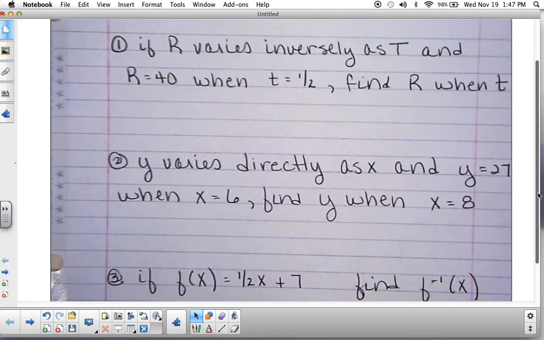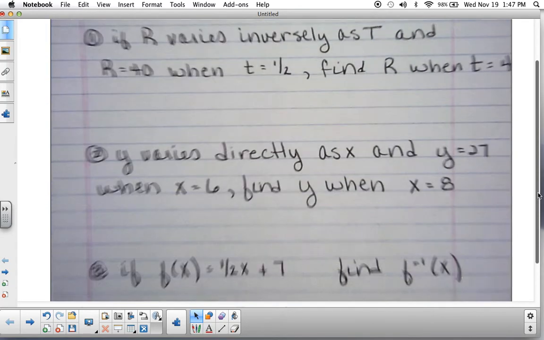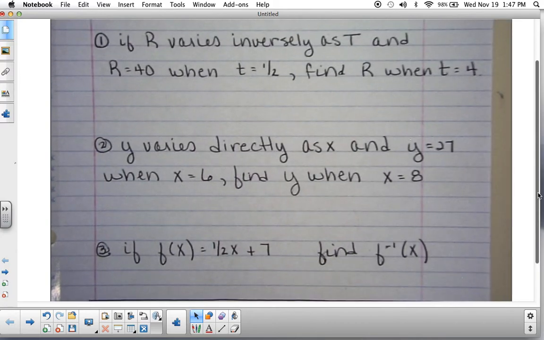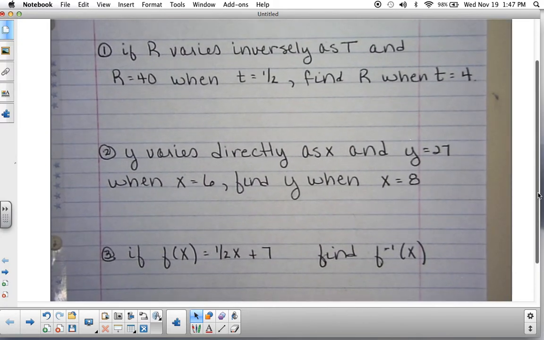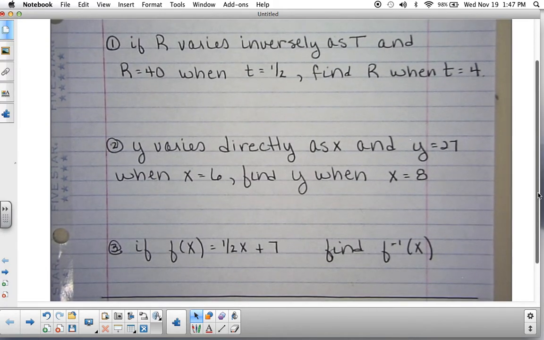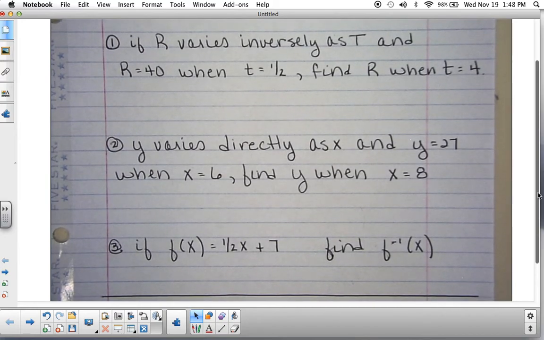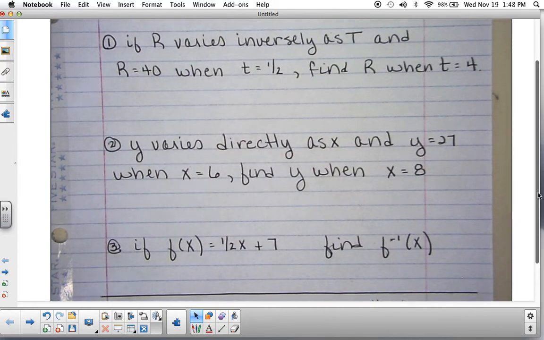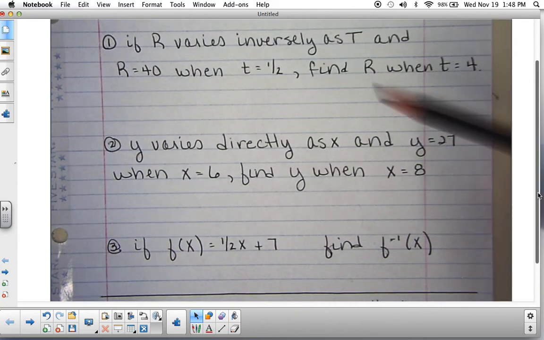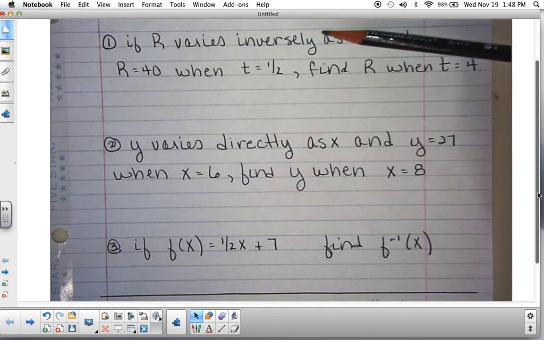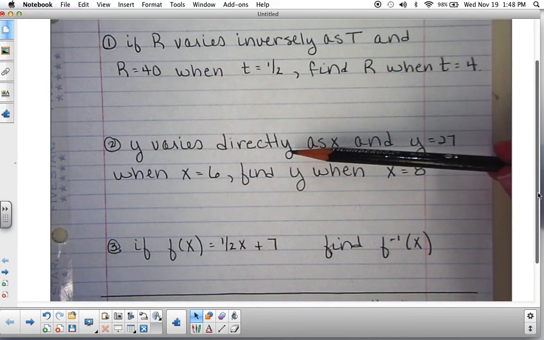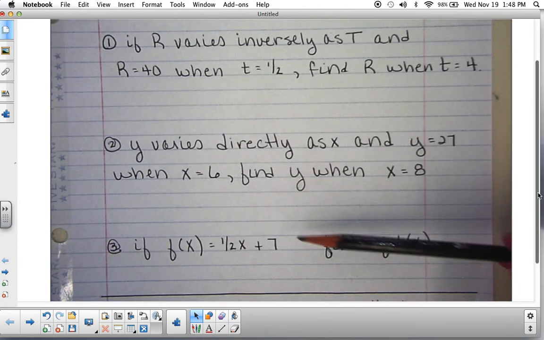All right, last little thing I have for you is 3 examples, and if you would like to try them on your own, as always, it's a good idea. So what you can do here is pause the video, work them out, and then when you hit play again, I'll show the answers. So we've got one with inverse variation, one with direct variation, one where they're asking you to find the inverse of a function.